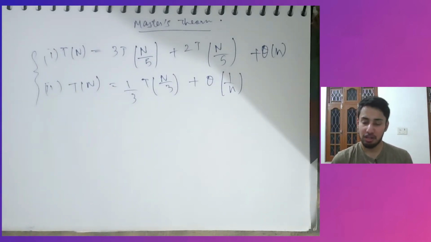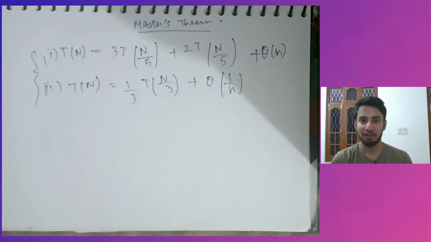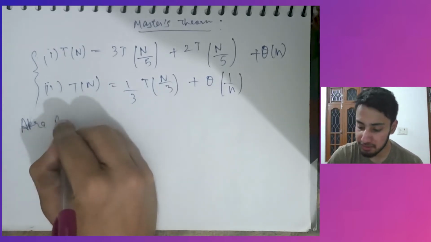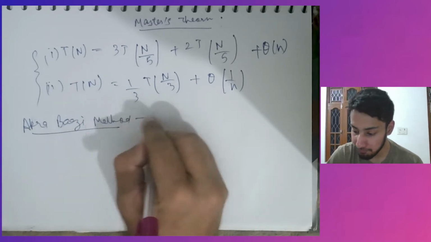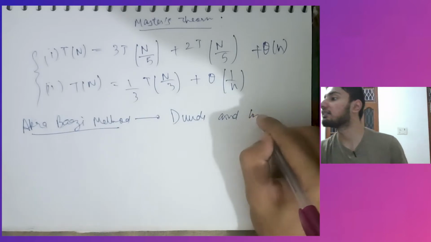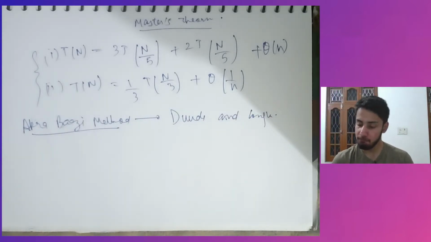You won't be able to. So Nitish, does this mean that if I'm not able to solve these with the Master's theorem, these questions cannot be solved? No, the questions can be solved with the help of the Akra-Bazzi method. It's simple. The Akra-Bazzi method is basically for divide and conquer. Divide and conquer method. Got it?